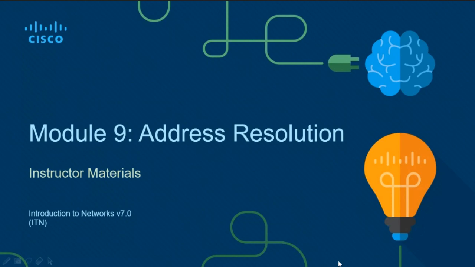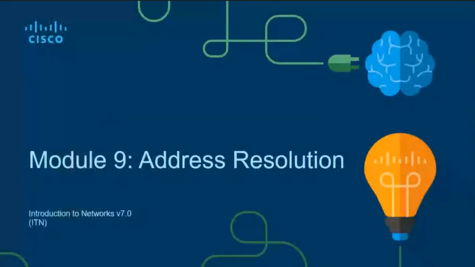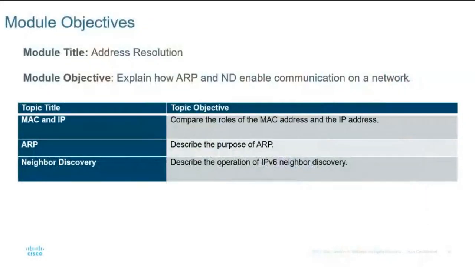Okay, so next module, address resolution. The module objectives: explain how ARP and ND enable communication on a network. Patuloy yung topic natin dito. Compare the roles of the MAC address and the IP address, describe the purpose of ARP, and describe the operation of IPv6 neighbor discovery.